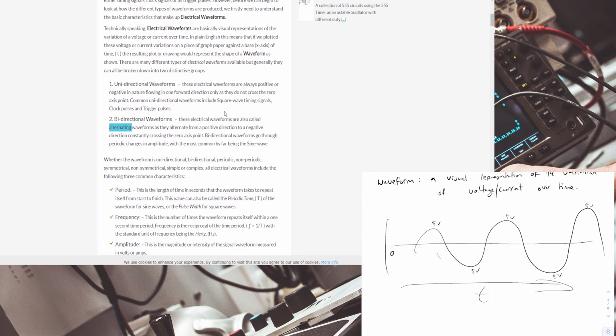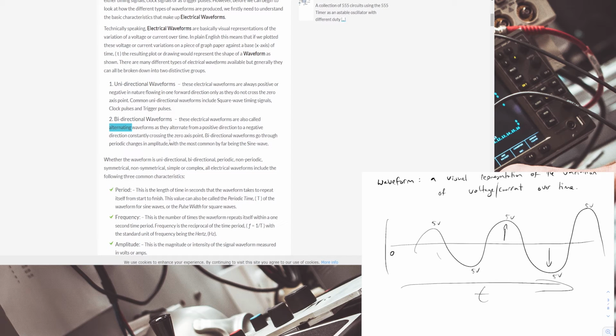Let's just write it down. They alternate from a positive direction to a negative direction, constantly crossing the zero axis point. Bidirectional waveforms go through periodic change in amplitude. Okay, amplitude being this and this, right? With the most common by far being the sine wave. Got it.